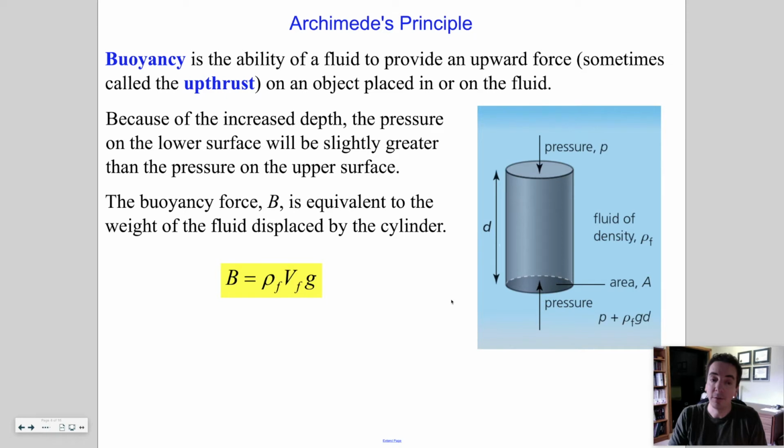So the buoyancy force, B, is equivalent to the weight of the fluid displaced by the cylinder. So here you've got the density of the fluid, mass per unit volume, the volume of the fluid, and g, obviously, acceleration due to gravity. Again, for the purpose of this video, I'm throwing up a formula there, identifying the variables. For extra context and the derivation of it, please read the textbook.